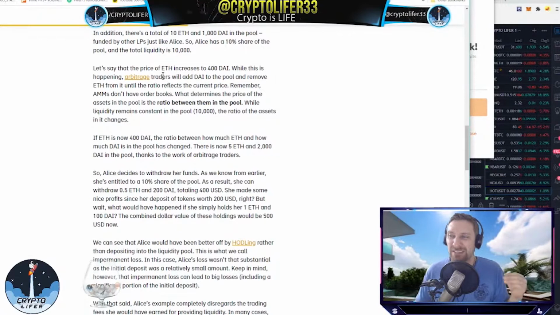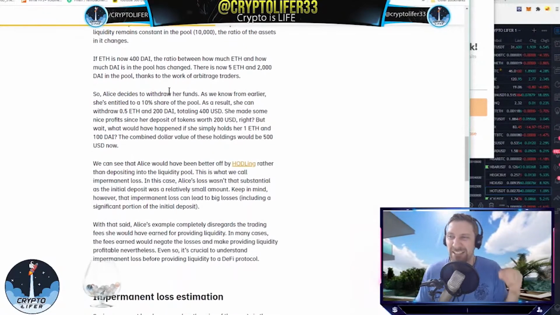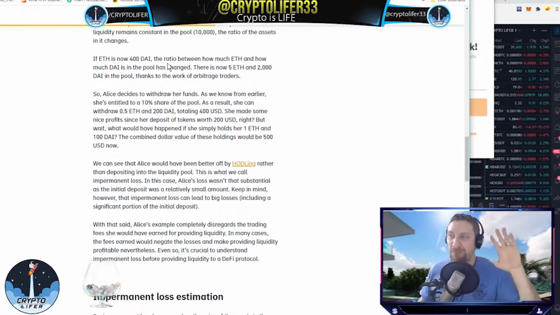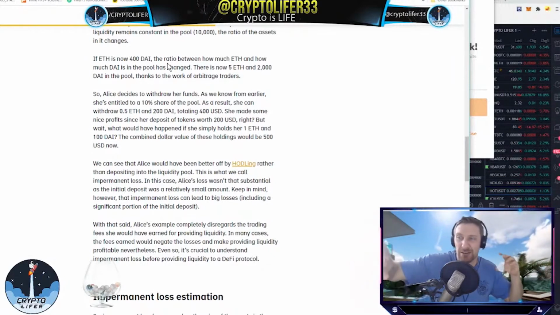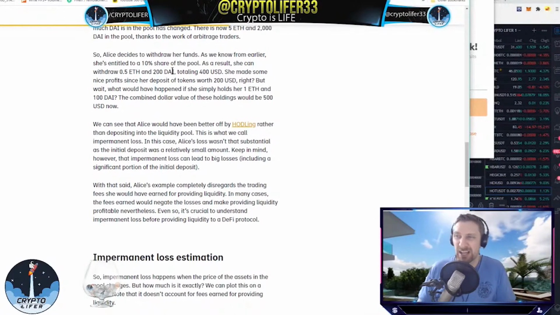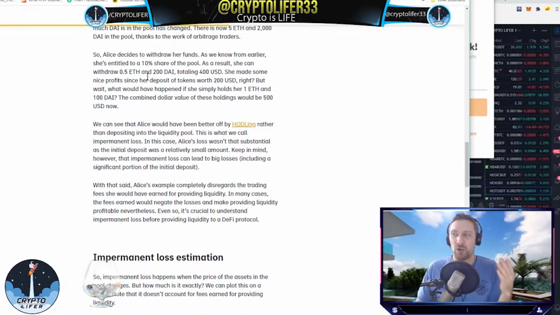While liquidity remains constant in the pool, the ratio of the assets changes. If ETH is now 400 DAI, the ratio between how much ETH and how much DAI is in the pool has changed. There are now 5 ETH and 2,000 DAI in the pool, thanks to the work of arbitrage traders. So Alice decides to withdraw her funds. As we know from earlier, she's entitled to a 10% share of the pool. As a result, she can withdraw 0.5 ETH and 200 DAI, totaling 400 USD.